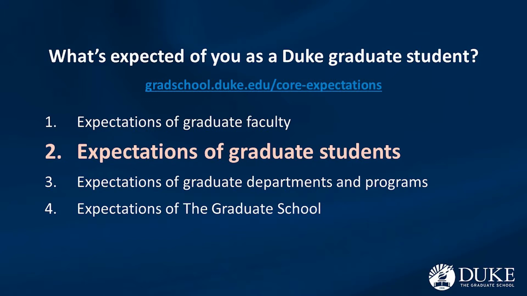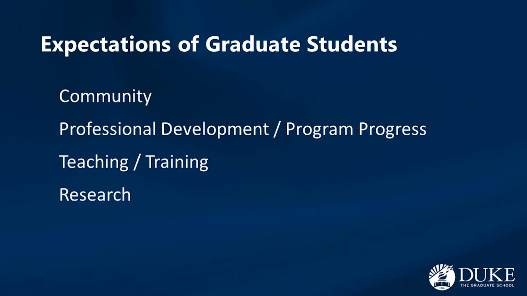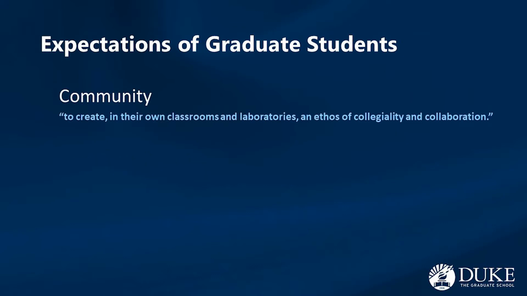I'd like to highlight the expectations of graduate students in particular. The core expectations are currently organized into 4 themes. Let me give a key example of the first 3 that I think is particularly important for you, and then spend a bit more time on the 4th. One of the areas of core expectations is community. By that we mean essentially the community of people here at Duke, whether it be students, faculty, staff, everyone that's here interacting together in this university.